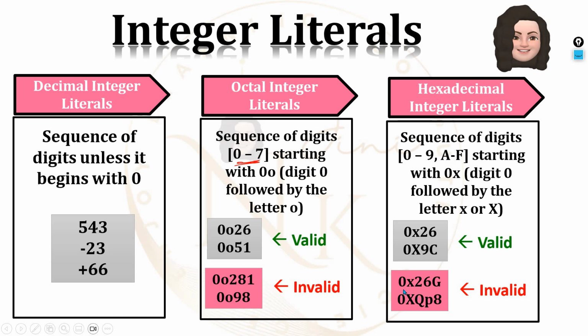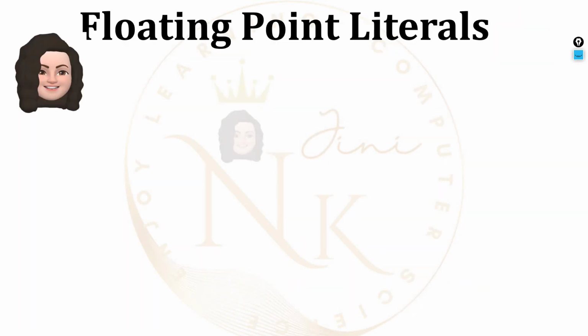Now in the next one, look here: 0x26G. G is not a valid digit for hexadecimal. Similarly Q is also not a valid digit, and P is also not a valid digit. Hence these are invalid. So integer literals are decimal integer literal, octal integer literal and hexadecimal integer literal.